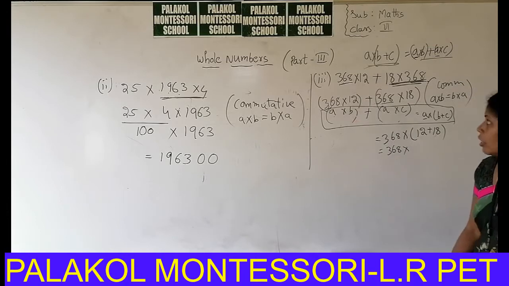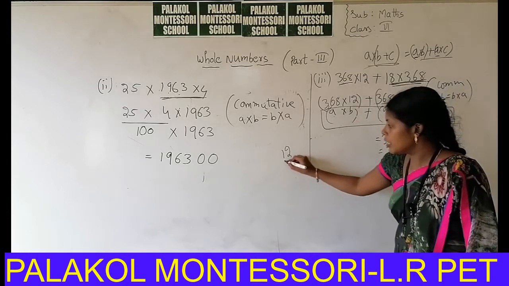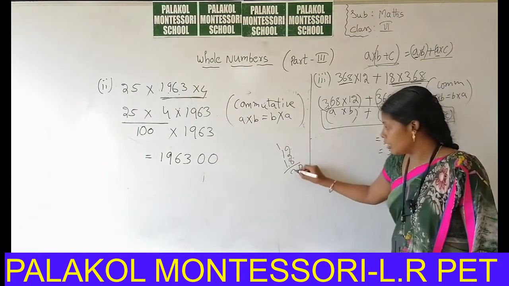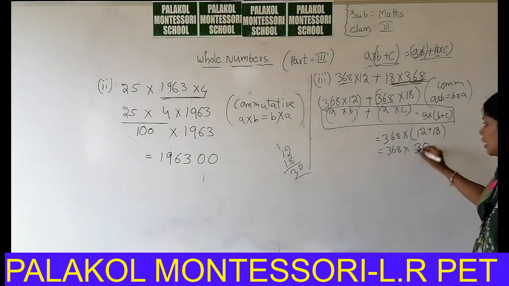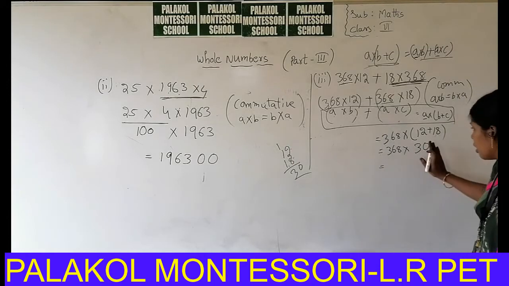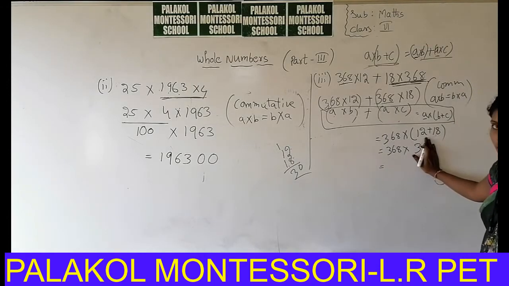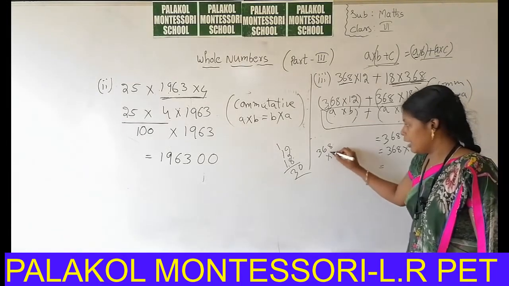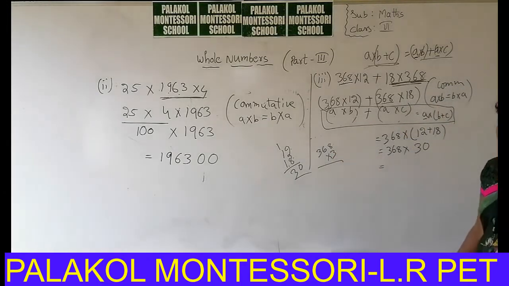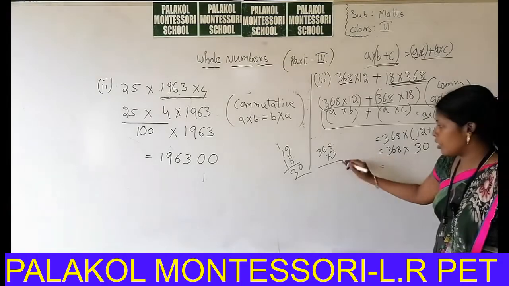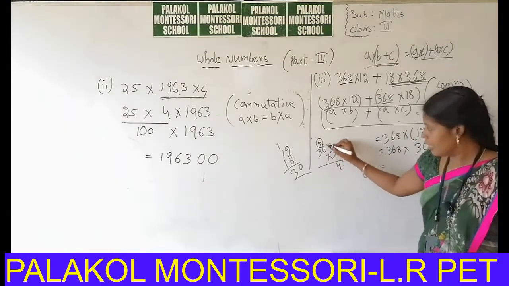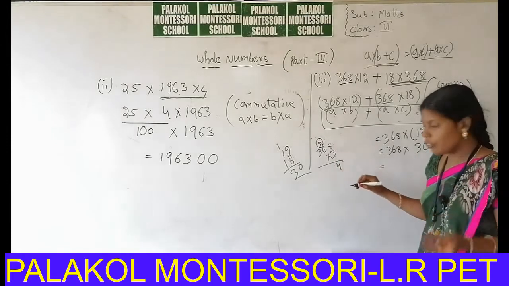What is the answer? 12 plus 18. 8 plus 2, 10. 1 plus 1, 2, 3. So the answer is 30. So you can close this 0. What is the remaining number? 368 into 3. 3 8s are 24. 3 6s are 18. 18 plus 2, 20.